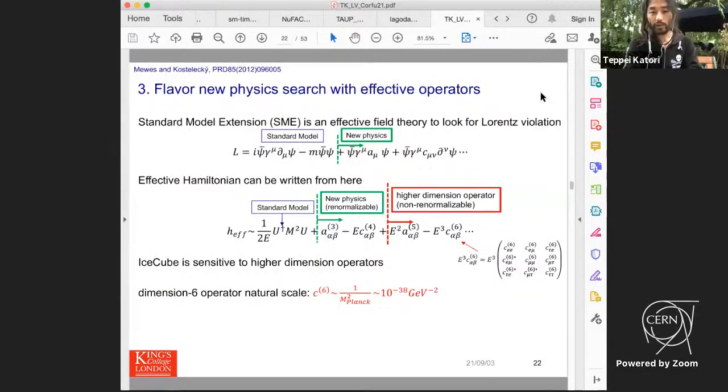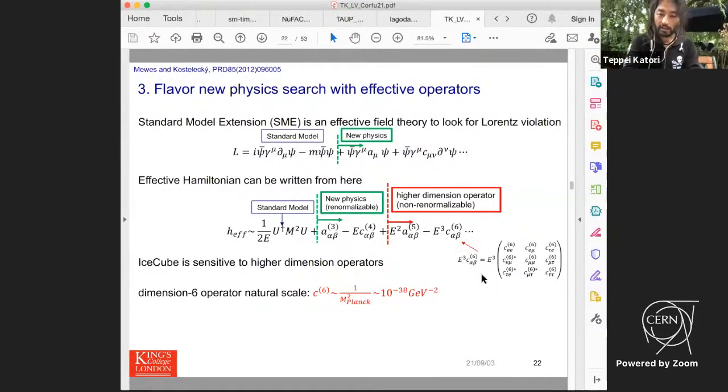The framework we use is this Standard Model Extension motivated operators for the Hamiltonian. So SME is an effective field theory to look for Lorentz violation. You have a Standard Model term and you add new terms, which describe the coupling with the vacuum. And you can write down the Hamiltonian from here. And this goes on and on, so you can have an infinite series.